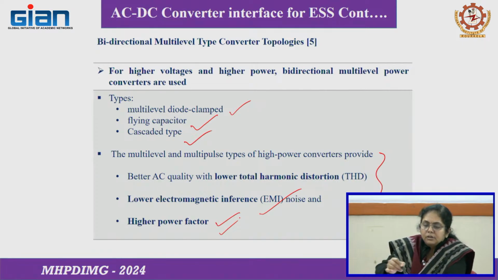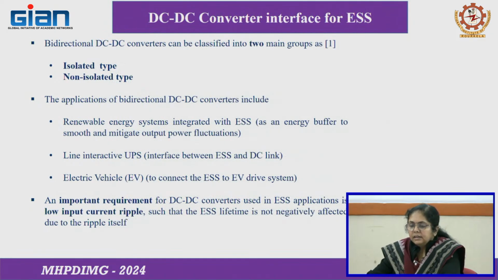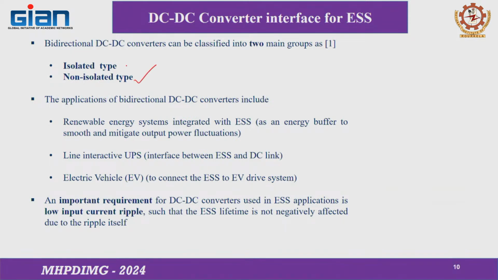So, this is about the AC to DC converter topologies we are using for interfacing between the microgrid and the energy storage system. Then our main goal is to talk about the DC to DC converter interface. So, we are integrating this with a DC grid, in between the DC grid and the battery energy storage system.